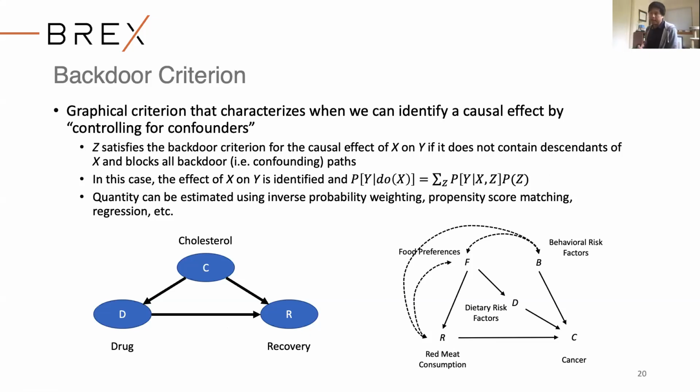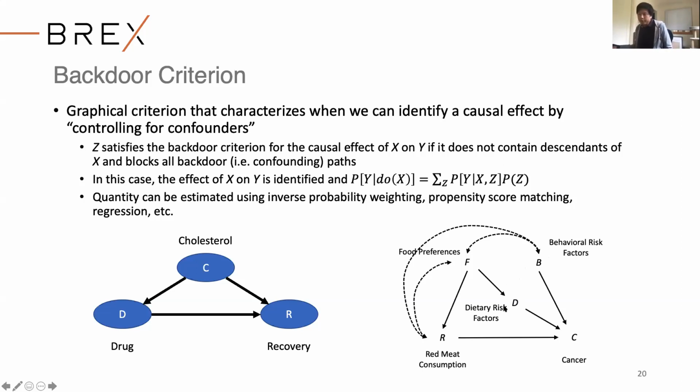There's a couple caveats to this, and that is that you should never control for any effects of the drug. And that includes any effects of recovery, right? Since the drug affects recovery in this case, anything that's also an effect of recovery you shouldn't control for, it will actually bias your effect. All right, so in this example, I can see that controlling for cholesterol blocks all backdoor paths. In this example, I can see that controlling for dietary risk factors and behavioral risk factors blocks all backdoor paths.